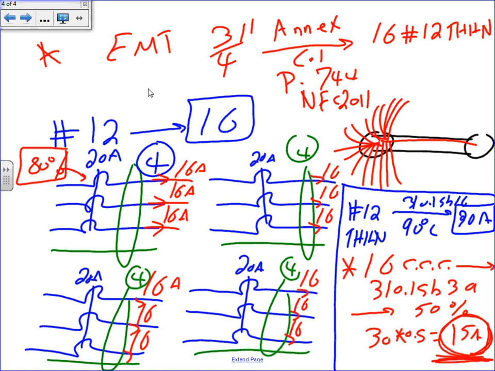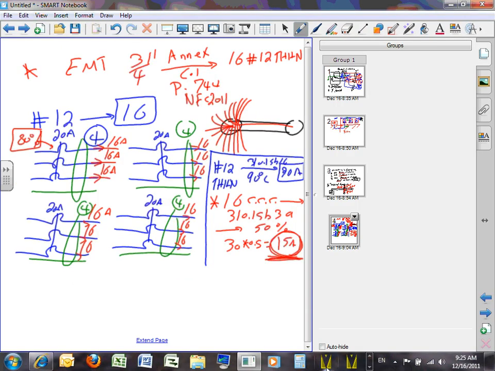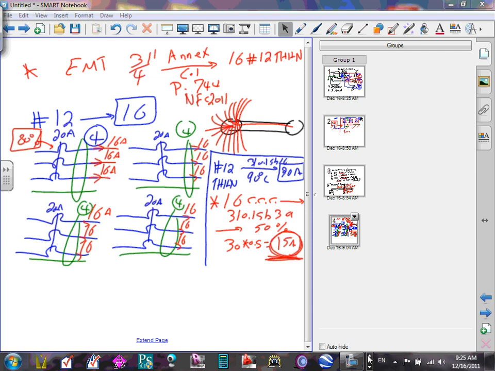Appendix C is wrong for PHHW on 1 inch. Is it? Okay.